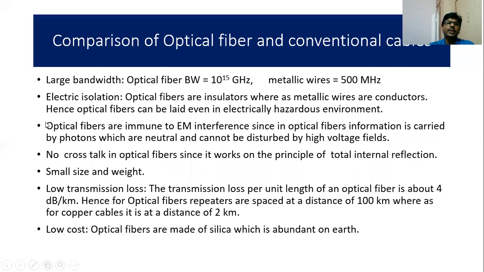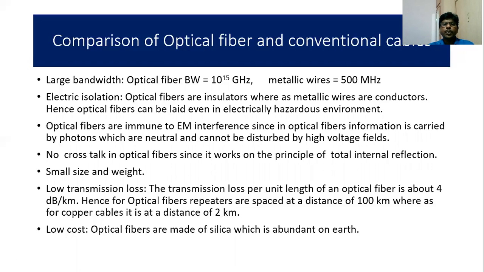We shall next see the advantages of an optical fiber over conventional cables, or it is a comparison of optical fiber and a conventional cable. What about the bandwidth? Optical fiber's bandwidth is about 10 to the power of 15 gigahertz, whereas conventional cables like metallic wires, it's about 500 megahertz. Electrical isolation: optical fibers are insulators, whereas metallic wires are conductors. Hence, optical fibers can be laid even in electrically hazardous environment.